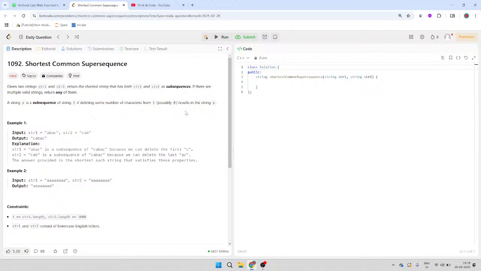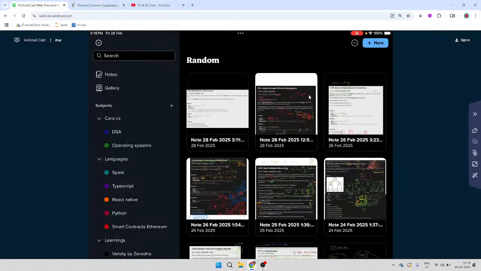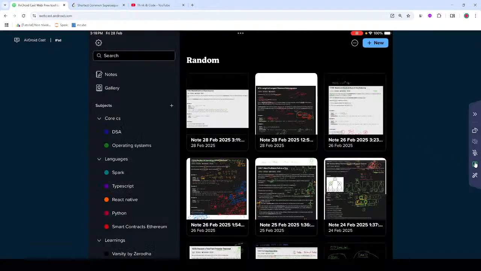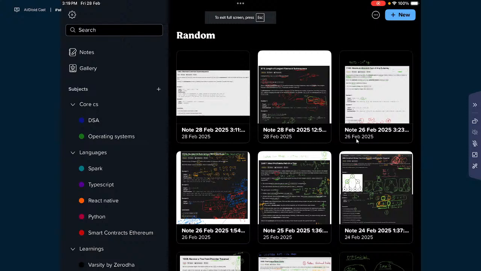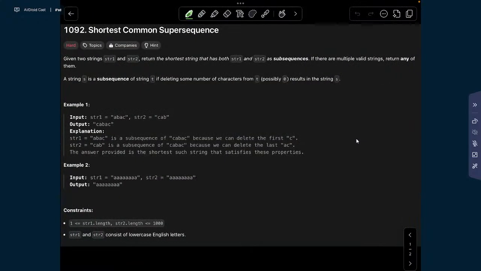Okay, so now let's jump to the iPad screen where I have already created a notebook for today's session. You can see I have taken a snapshot of the problem so that I can work upon it. Yeah, this is the problem, shortest common supersequence.